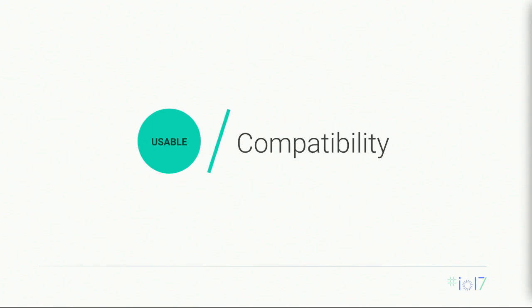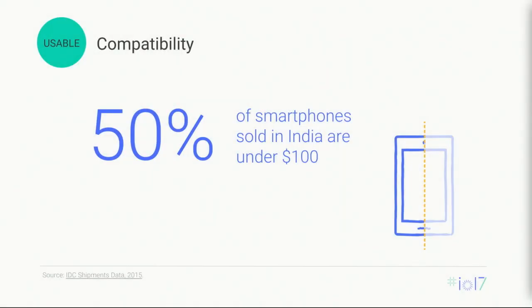The final component of the usable bucket is compatibility. And oftentimes when we talk about compatibility for emerging markets or for new internet users, we talk about operating systems, hardware, software, and all of those are very important. For all the developers in the audience, these are important things to focus on. But I want to talk about something that's actually design related, which is that half the phones in India right now are being sold at less than $100, and actually many of them are $30, $40, $50 phones as well.